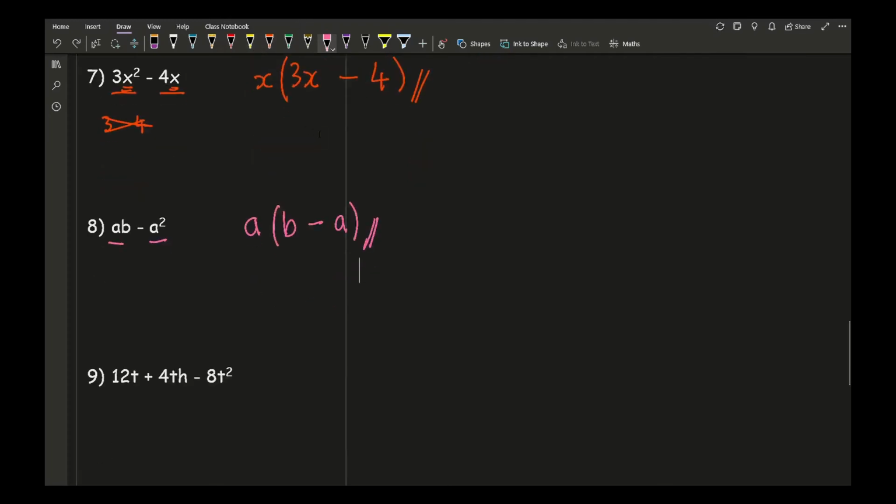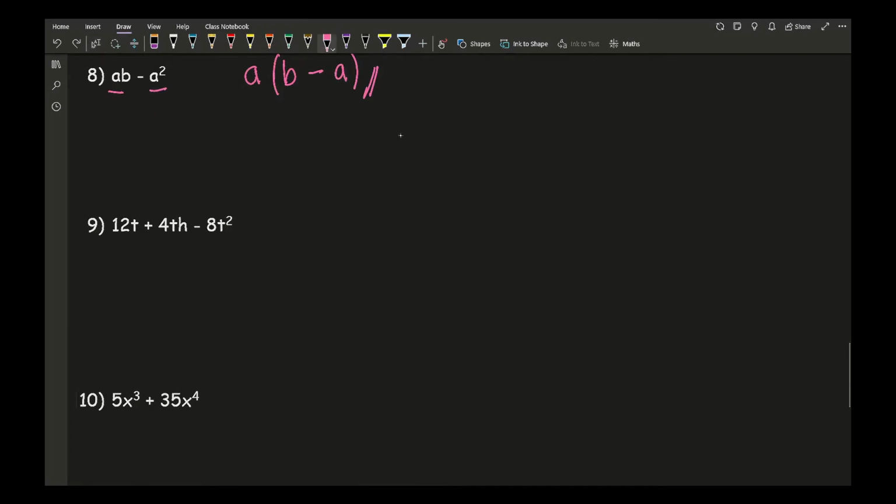Moving on to question 9. Now here we've got 3 terms. Now you need to make sure that whatever you take out as a common factor has to appear in all 3 of the terms, has to appear in all of the terms. So looking at the numbers, I've got 12, I've got 4, and I've got 8. So what numbers go into these 3 numbers? Well, I've got 1, 2, and 4. Now again, I'm going to go for 4. So 4 is going to go outside.